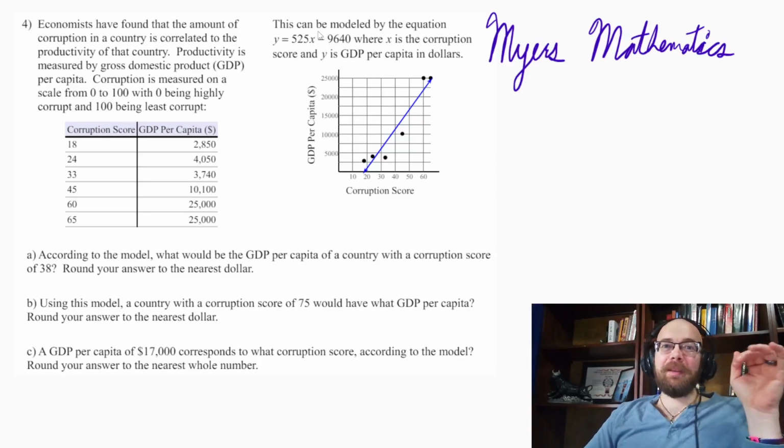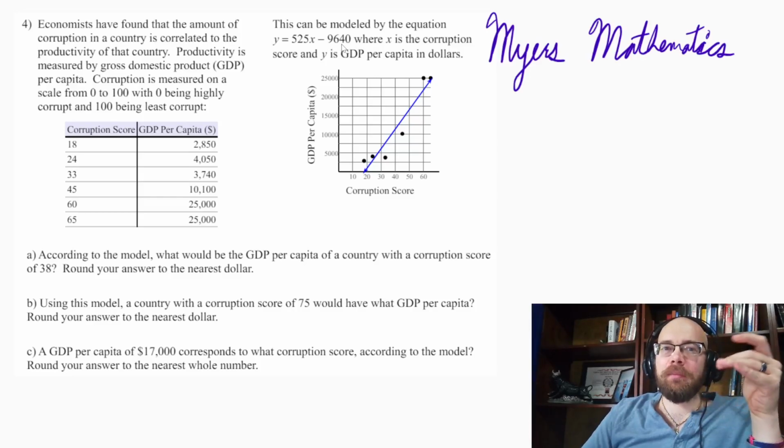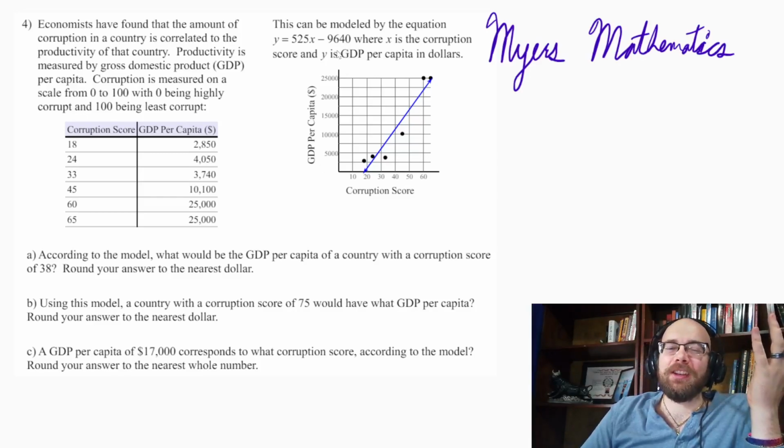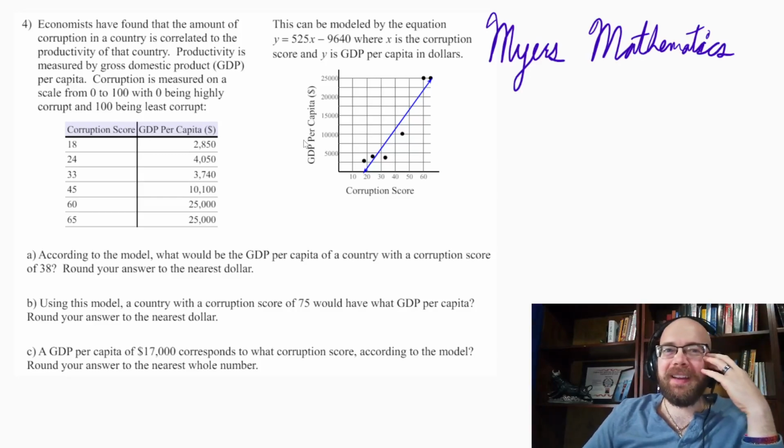This can be modeled by the equation y equals 525x minus 9,640, which anything under the x-axis wouldn't really make any sense. The y-intercept is way down here in negative GDP, so if that were true, your country would have to be losing money, and then they would be the most corrupt. I don't know, but it is what it is. X is the corruption score, Y is the GDP per capita in dollars, according to the model.